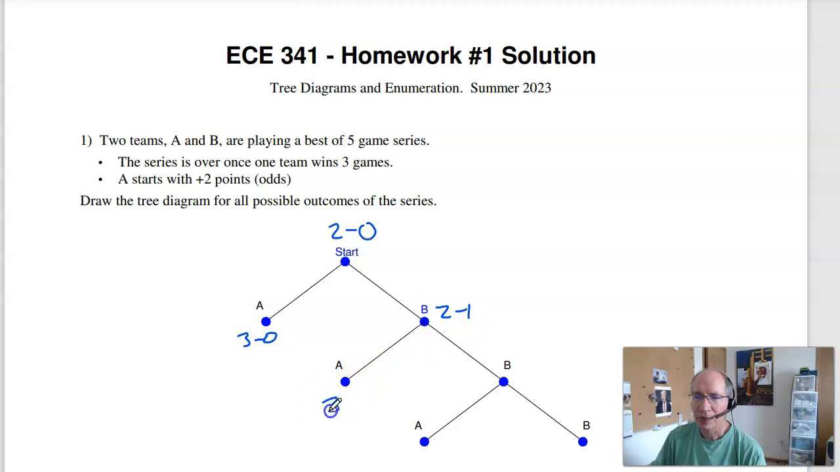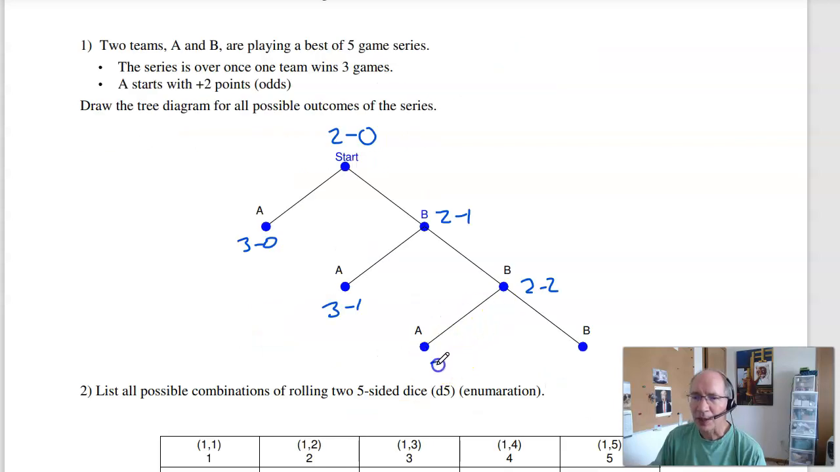If A wins, the match is over. If A wins, it's now 3-2. Otherwise, B wins, it's 2-3. So these are all the possible ways that a match can play out when it's a best-of-5 series and A starts with a 2-point advantage.